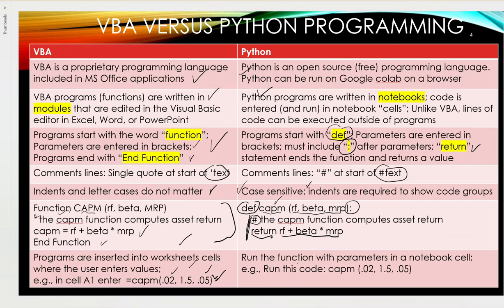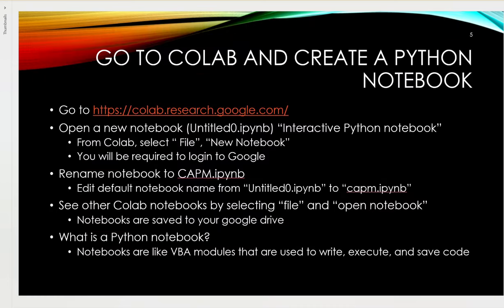In Python, you're going to run the function, or also called call the function, with parameters in a notebook cell. We'll show what that means. So you just run this code. All right, so it kind of looks like VBA in a spreadsheet, but it's actually in this other environment.